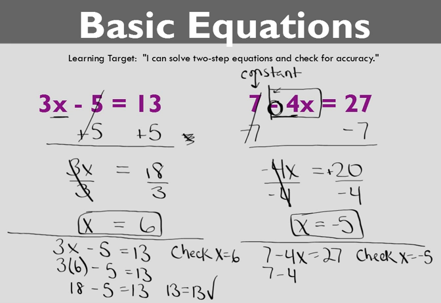I want to see if that's right. So I'm going to plug in a negative 5 right here. Now just be really careful here with the two negatives. You got a negative and a negative. So when they multiply together, that's going to become positive. So a lot of people get confused. They keep this negative there and they say 7 minus 20, that's not 27. But really it's a negative 4 times a negative 5 is a positive 20. And that gives you 27. So 27 equals 27. Check.